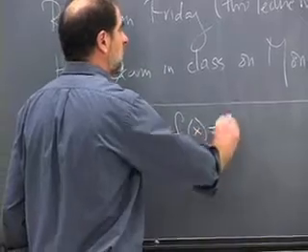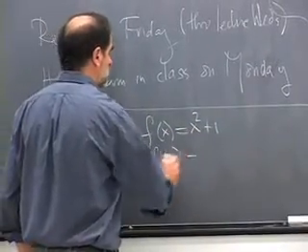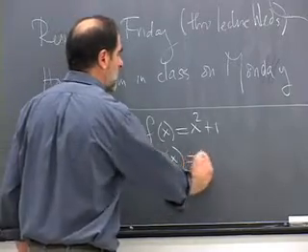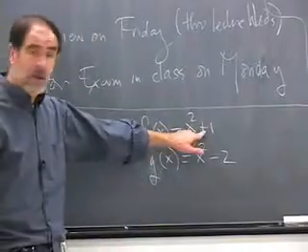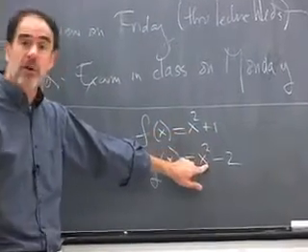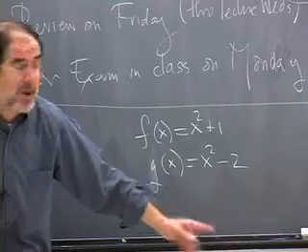f of x is x squared plus 1, and g of x is x squared minus 2. Right? This one gives you an i, and this one a square root of 2. Neither of those are rational numbers, so those are irreducible polynomials.